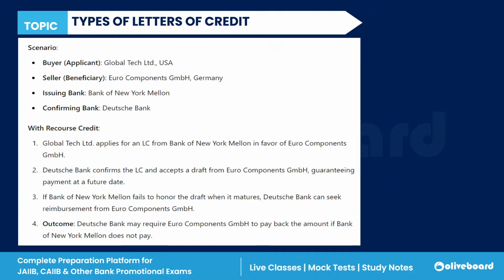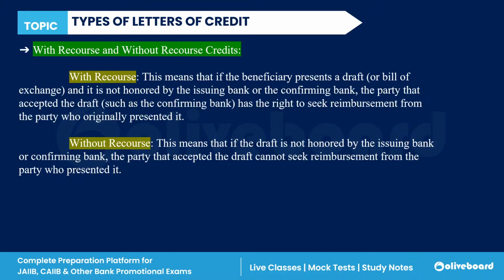Now, letter of credit, there are different types of letter of credit. If we talk about with recourse and without recourse letter of credit, what are they? With recourse, first of all, with recourse letter of credit means that if the beneficiary, the seller, presents a draft or a bill of exchange and it is not honored by the issuing or the confirming bank.